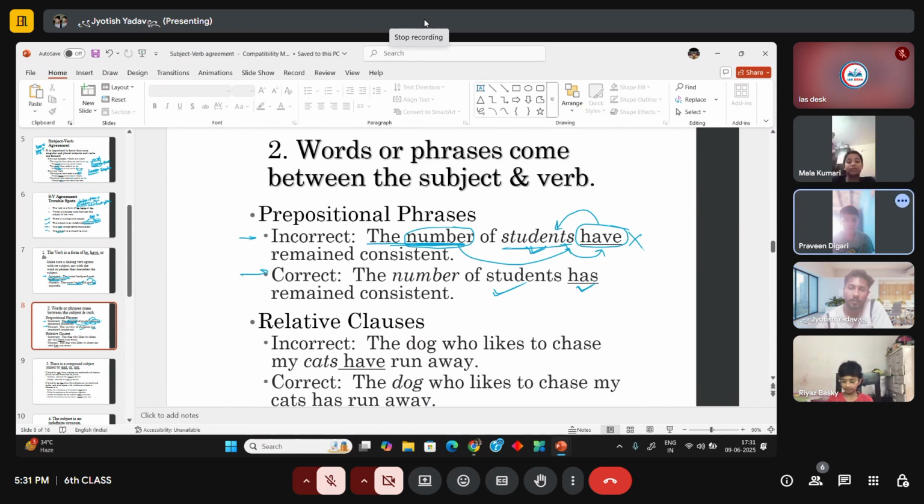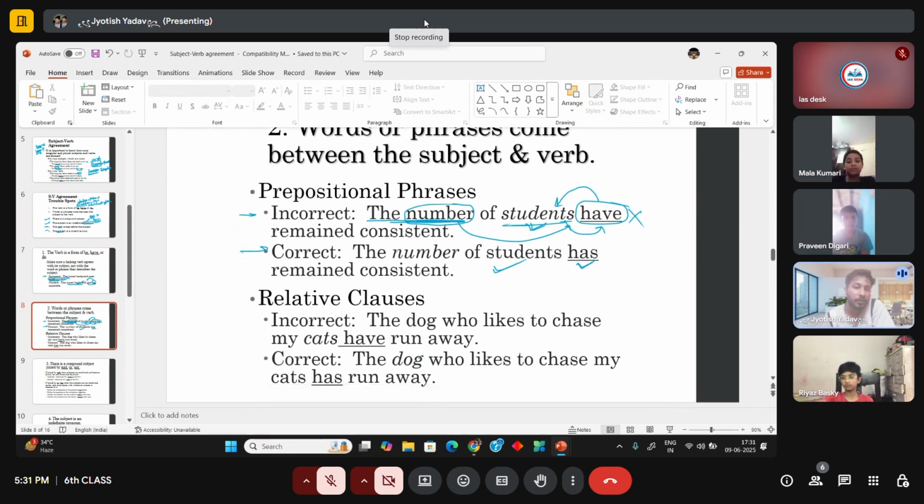Yes, sir. Okay. Now relative clause. See here: the dog who likes to chase my cat have run. If you focus on this, the relative clause "who likes to chase my cat" indicates who ran: the dog ran. So here "have" is wrong because it is indicating my dog, and dog is singular. So it will be "has". The correct sentence is: the dog who likes to chase my cat has run away. Because running away is done by the dog, and dog is singular, so we use "has".